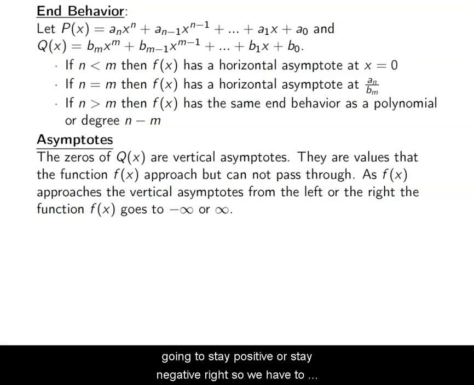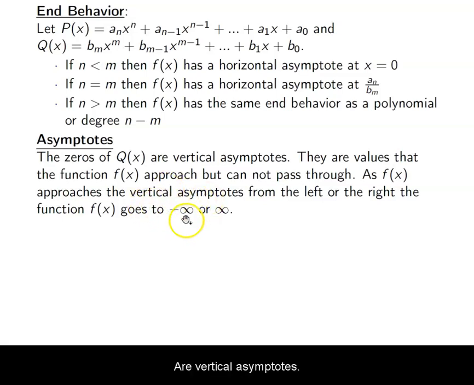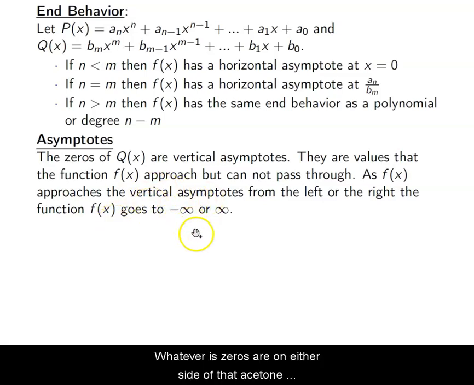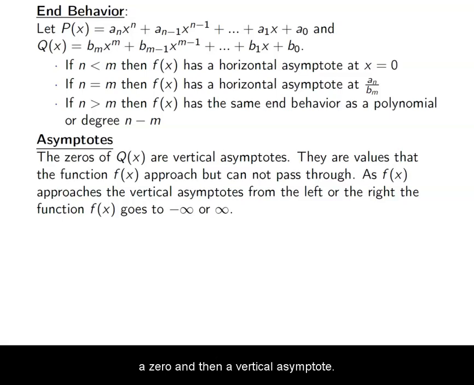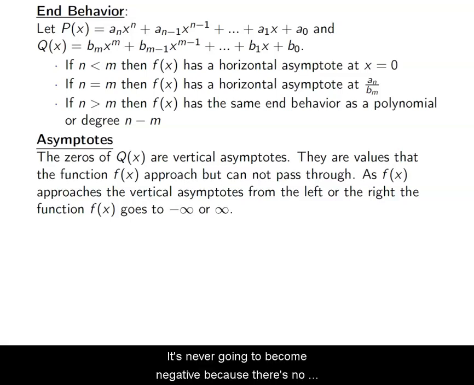So we have to check a value between our vertical asymptote and whatever zeros are on either side of that asymptote, right? Because I know that when I have a 0, I either cross or bounce off of the x-axis. So if my function has a 0 and then a vertical asymptote, and in between those two values, my function is positive, it's never going to become negative because there's no 0 between that last 0 and that asymptote. So if my function is positive, it's going to stay positive. And as it approaches the asymptote from that side, it will always be positive. So it's going to go to positive infinity, right?